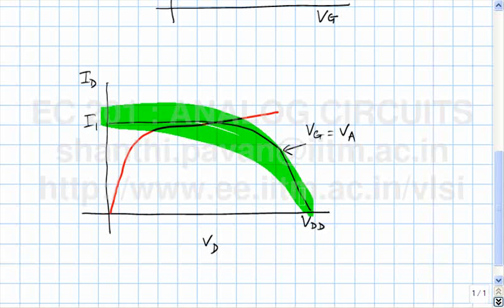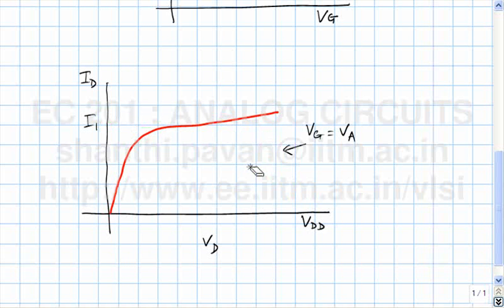Up or down? VG equal to 0 corresponds to a VSG which is very, very large and equal to VDD. So that curve will be way up. This curve is not what we are looking for. We want the curve for VG equal to 0, and that will look probably like this.